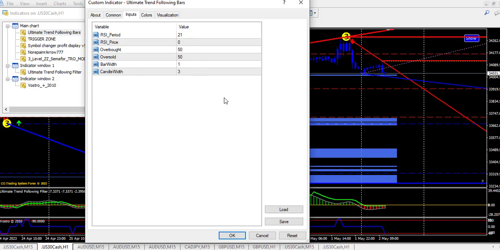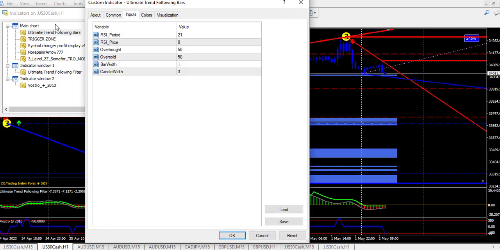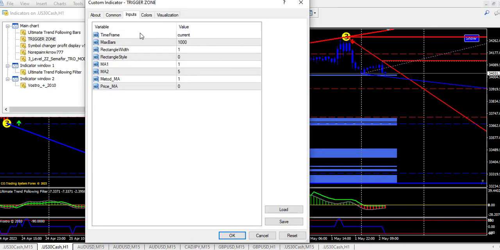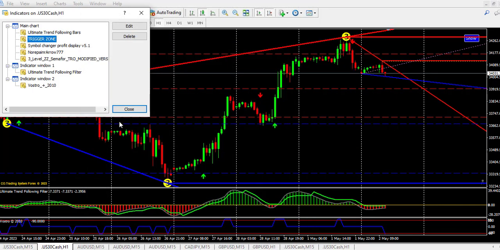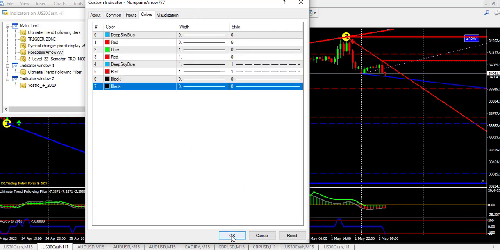So we have the first indicator that turns the candles blue and red, and these are the values. The second indicator is this trigger zone indicator, and here are the values that give us this support and resistance zone. The symbol changer is not needed. Then we have the arrow indicator, the non-repainting indicator. These are the values and these are the colors.